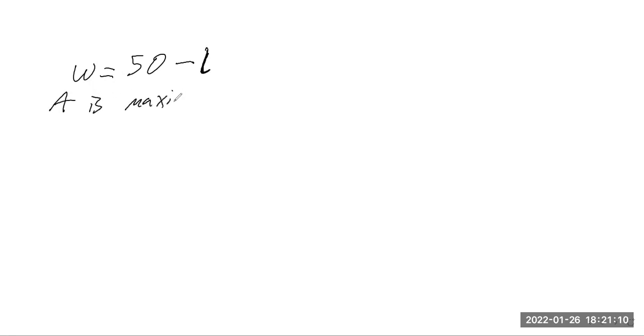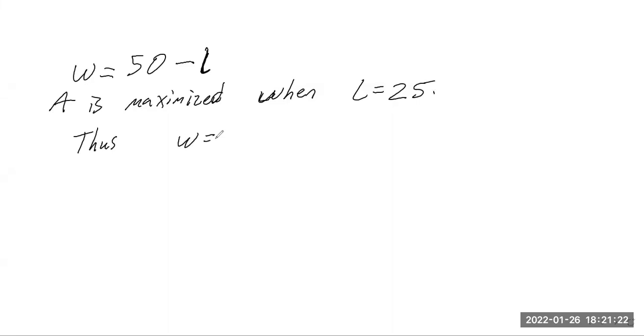And we know that A is maximized when L is equal to 25. Thus, W is equal to 25 when the area is maxed. Makes sense, right? Just subtraction.